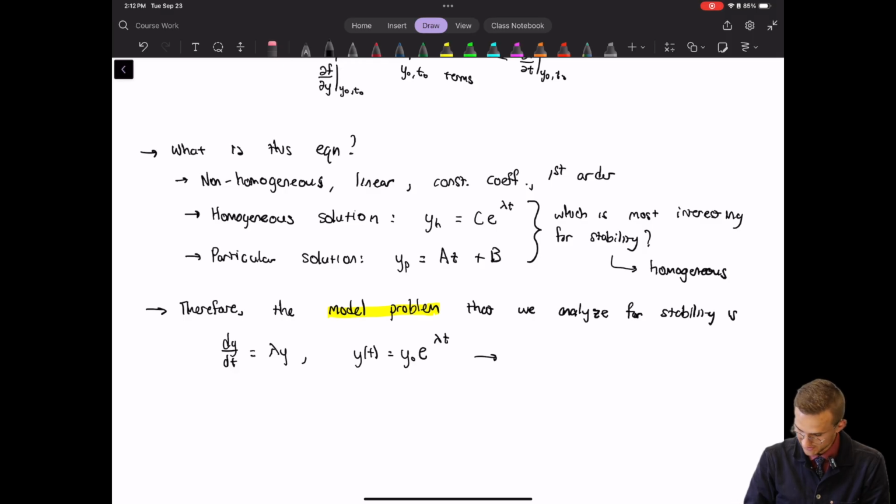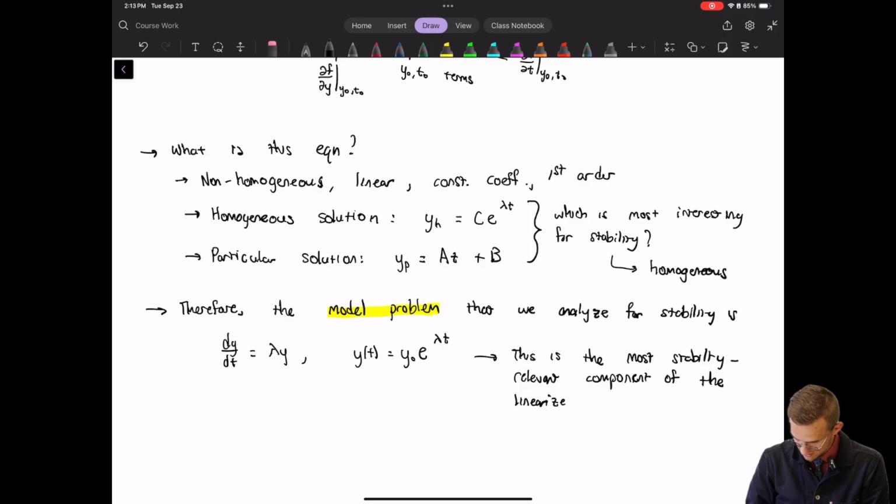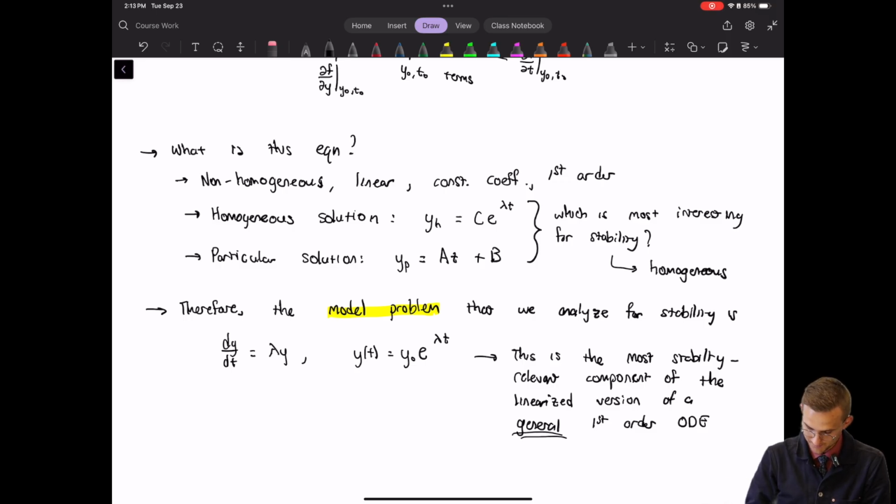So, just to put it in words, this is the most stability relevant component of the linearized version of a general first order ODE. So it is broadly applicable, right?